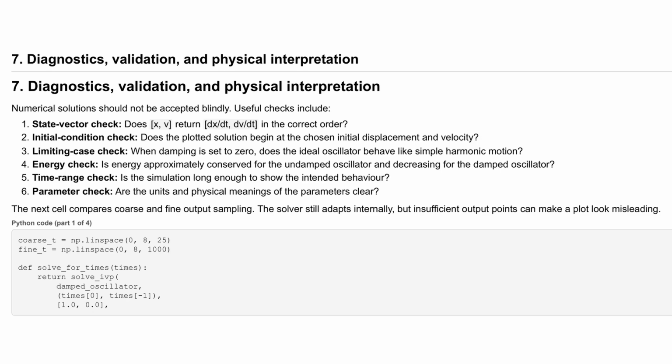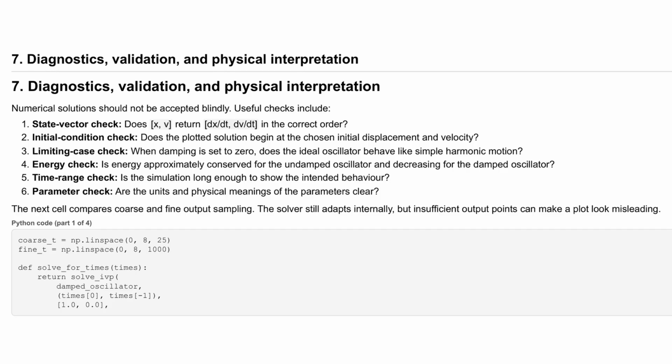As computational physicists, we must always validate our results. We should check that the initial conditions are respected, test limiting cases like zero damping, and monitor energy conservation. Let us look at one specific numerical issue: the effect of output sampling on our plots.